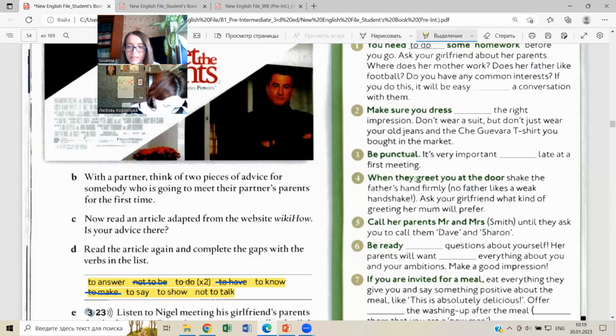When they greet you at the door. Greet, it's like приветствует? Yes, to say hello. Yeah, to greet. Greet you at the door. Shake the father's hand firmly. Yes, firmly.